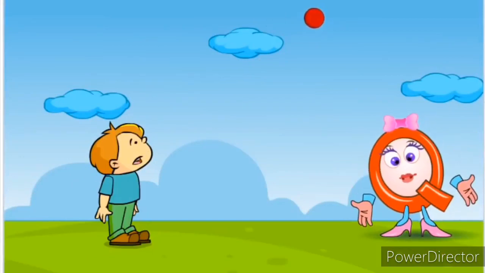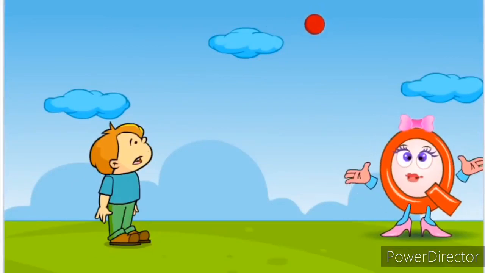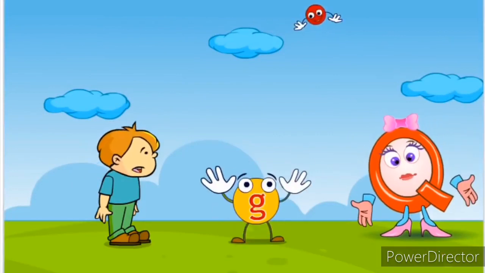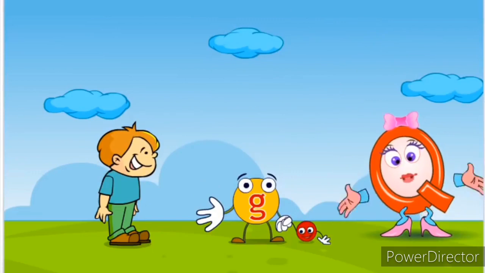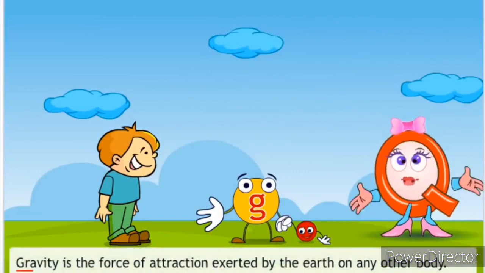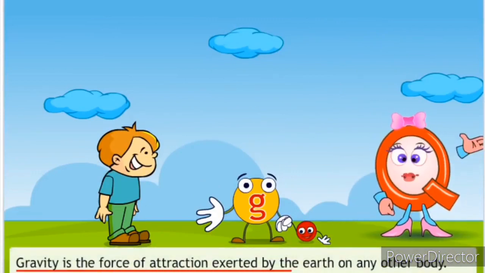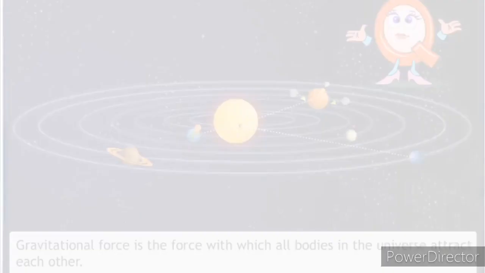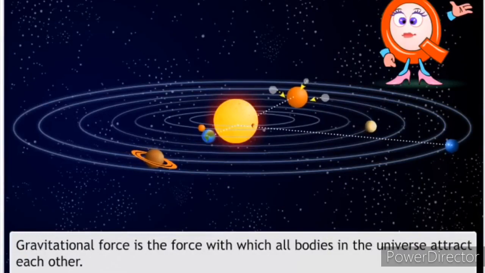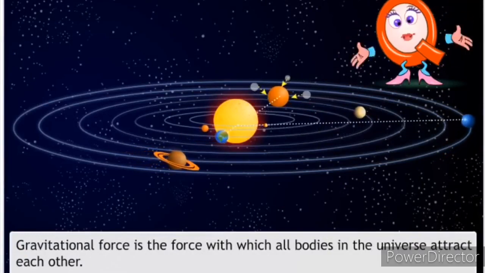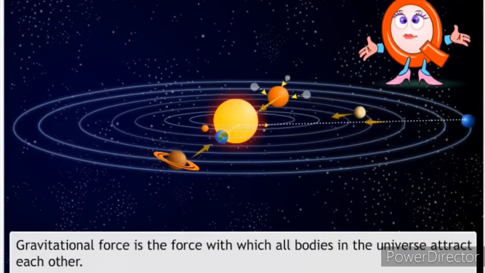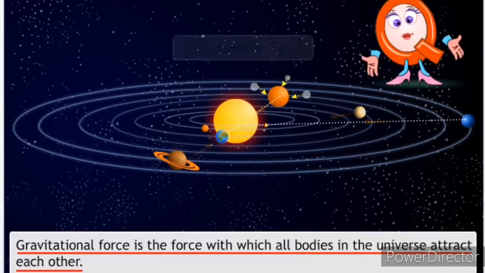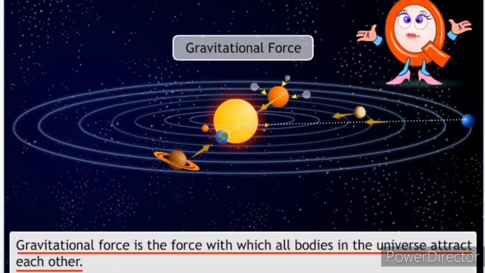You're right. But there is a reason for that. The earth exerts a force of attraction on all bodies on and near its surface. This force of attraction exerted by the earth on any other body is called gravity. In fact, like earth, all bodies in the universe attract each other. The force with which all bodies in the universe attract each other is called gravitational force.